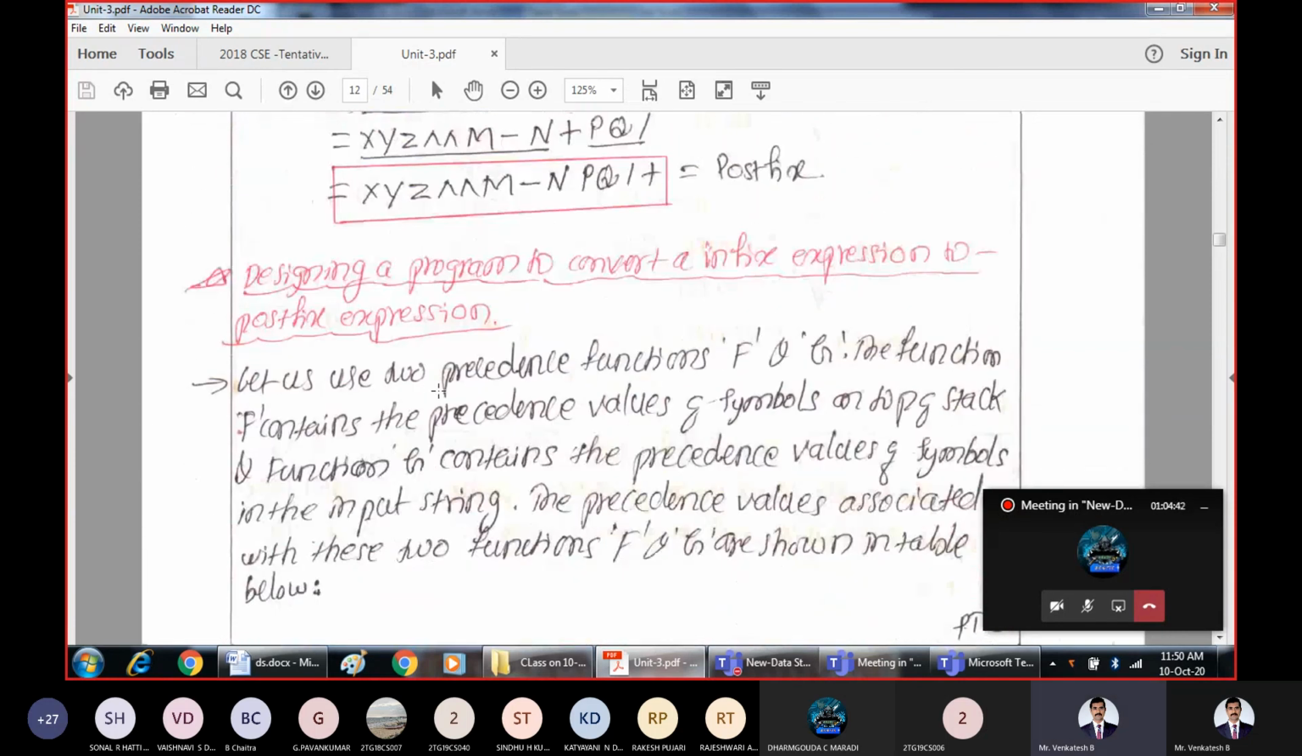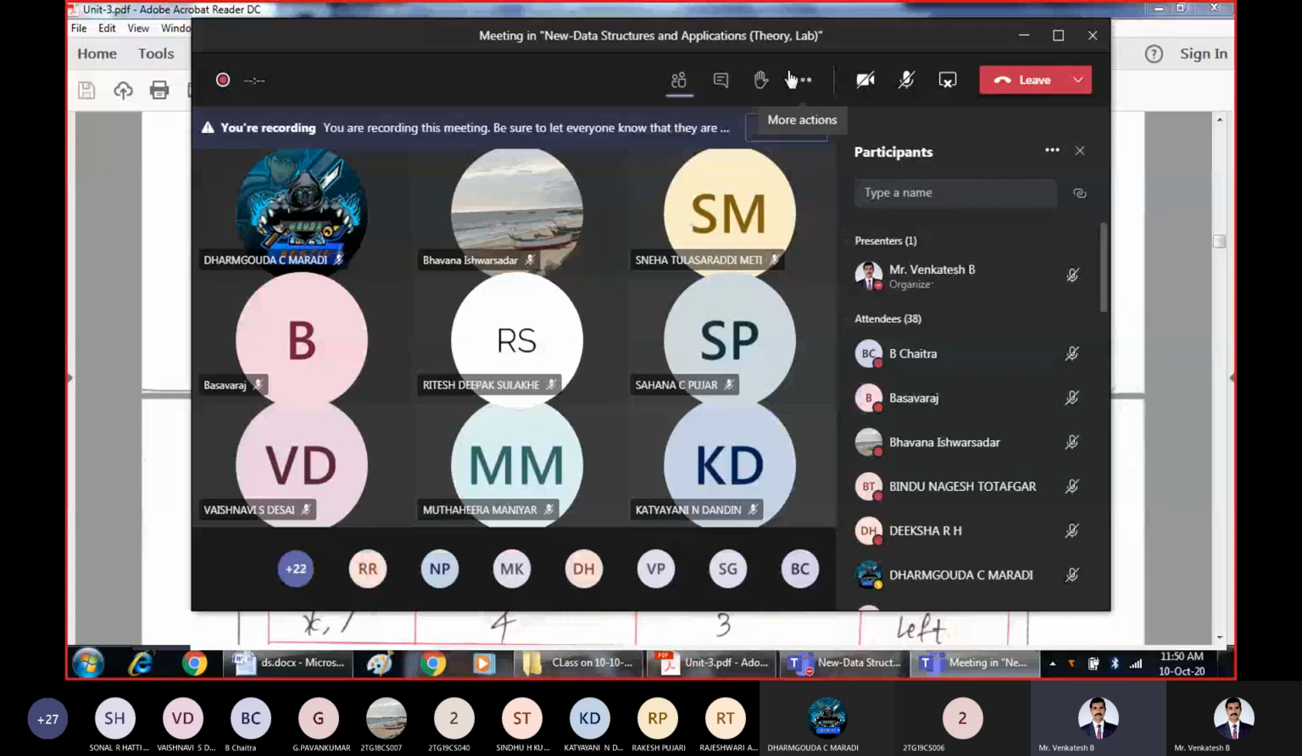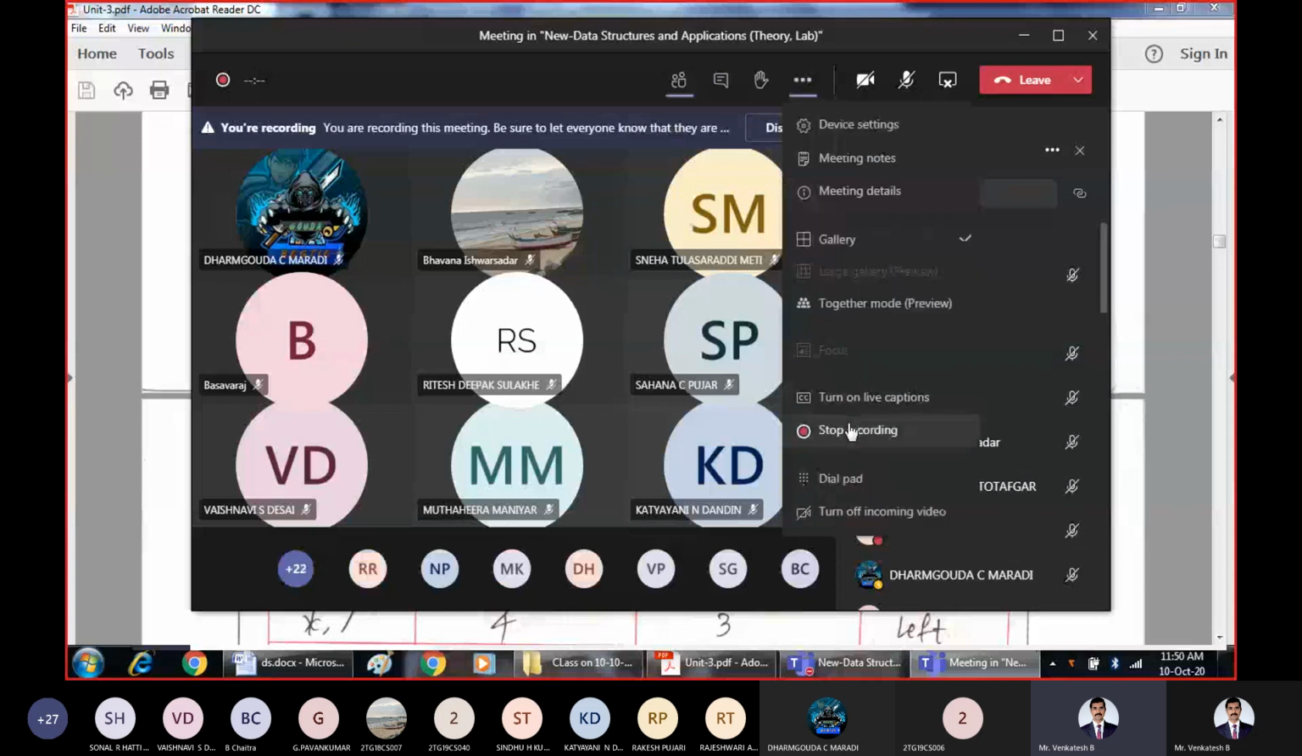This is what is conversion and the function programming part for this. Now in this class what we have seen was conversion of expression from infix to postfix.